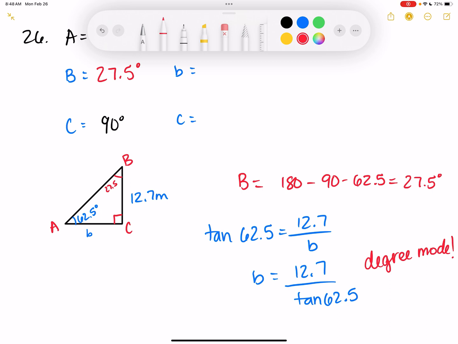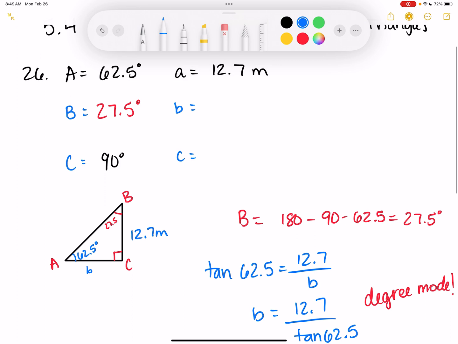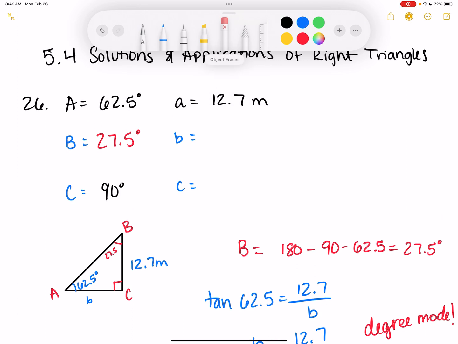All right, so now type in 12.7 divided by the tangent of 62.5 and tell me what we get. 6.611. Are you sure you're in degree mode? Did you do 12.7 divided by the tangent of 62.5, or did you just do the tangent of 62.5? That's why. All right, now don't forget, we were in meters, so we need to put our units on it. So 6.6 meters.